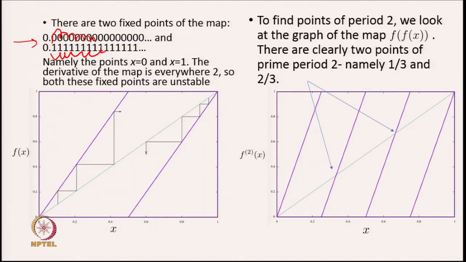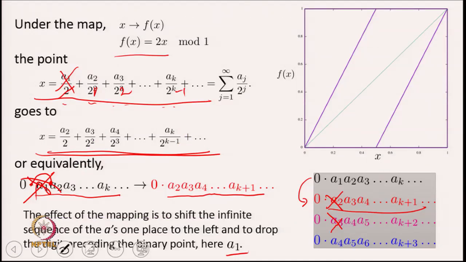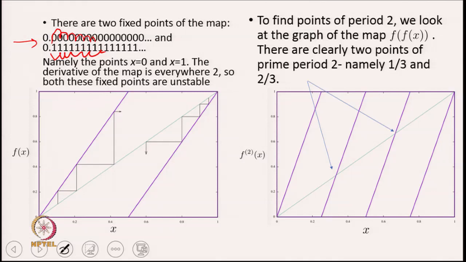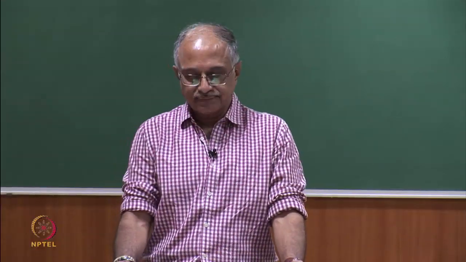The derivative of this map everywhere is 2, as you can see. This is just, the derivative is just 2. And so, since this is bigger than 1 in modulus, these fixed points are both unstable. Starting at a point close by, I can see that I just move outwards. If I am starting over here, I just move down and outwards. So, both these are unstable fixed points.